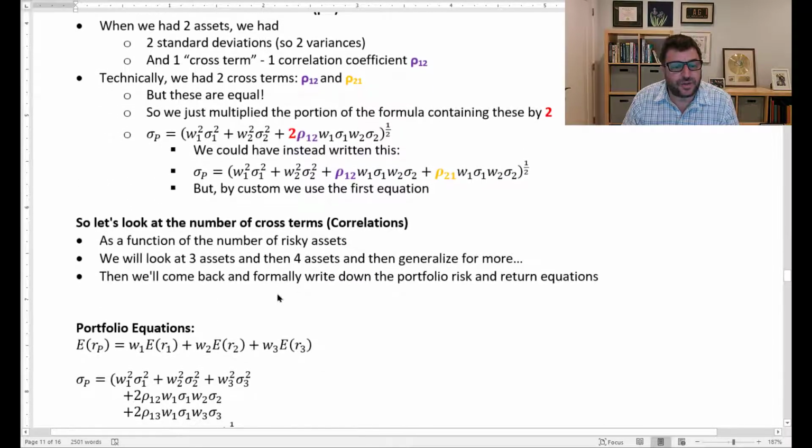So let's look at the number of cross terms, the number of correlations, as a function of the number of risky assets. And we'll look at 3 assets, then we'll look at 4 assets, and then we'll generalize for more, and then we'll come back and we'll formally write down our portfolio risk and return equations, given that we have a better understanding of what the number of inputs needs to be.